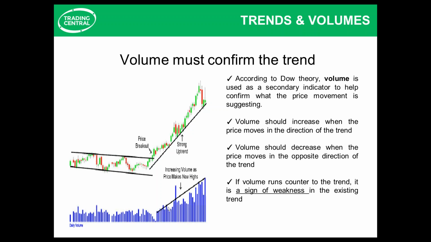And regarding volume, just below, you can see that volume is increasing when prices make new highs. So at this point, for example, the prices are accelerating up, and at the same time, volume is increasing. So it means that the uptrend is healthy, and the volume increases when the price is moving up.